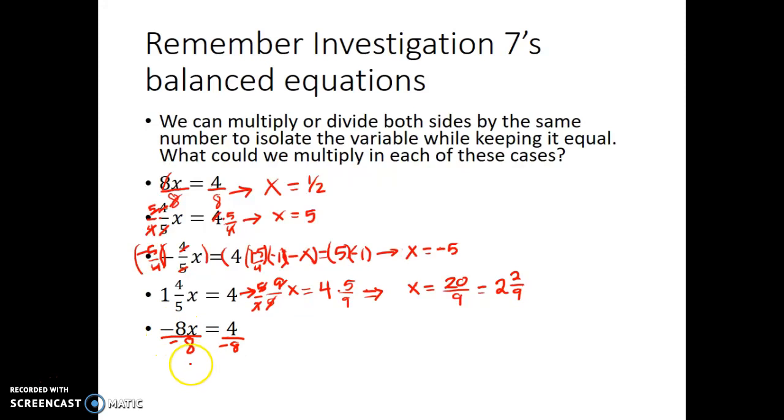So if I divide both sides by negative 8, then this is all going to cancel. So on this side, I just have x. And on this side, I have 4 divided by negative 8. And if I look at those numbers, I know that's going to reduce to a half.